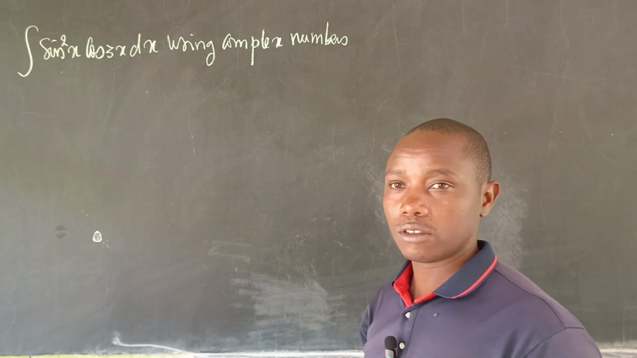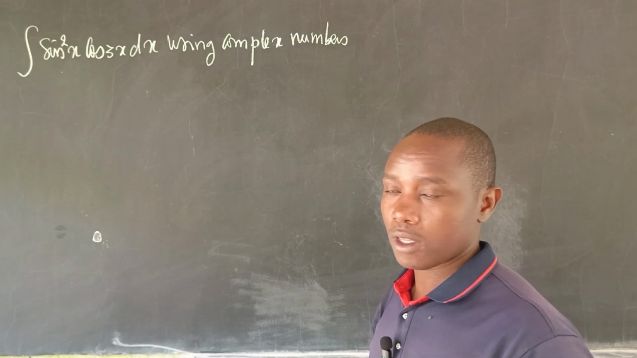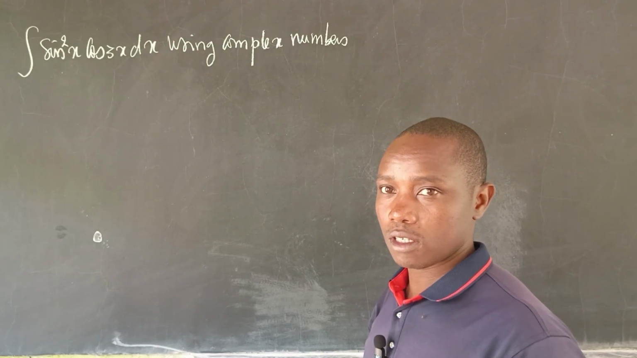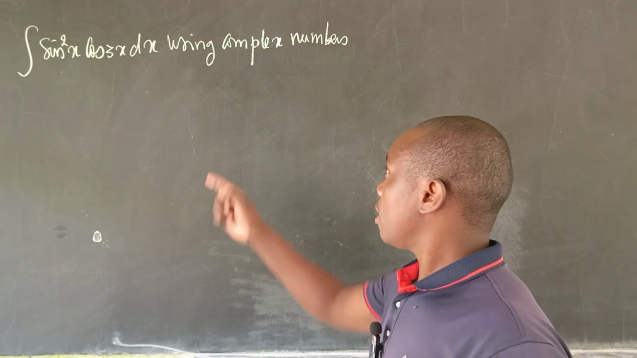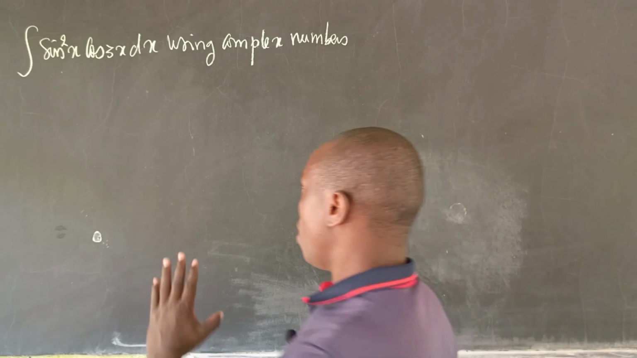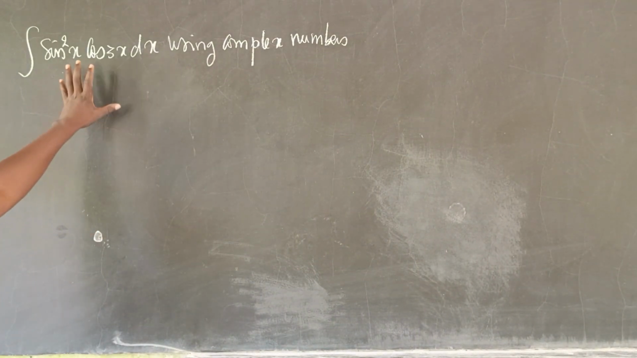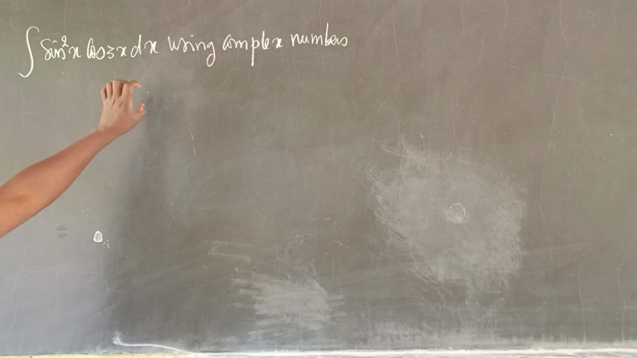As you see here, we have a question: the integral of sine square x times cosine of 3x using complex numbers. Here, we want to use complex numbers to solve or evaluate this kind of integral.